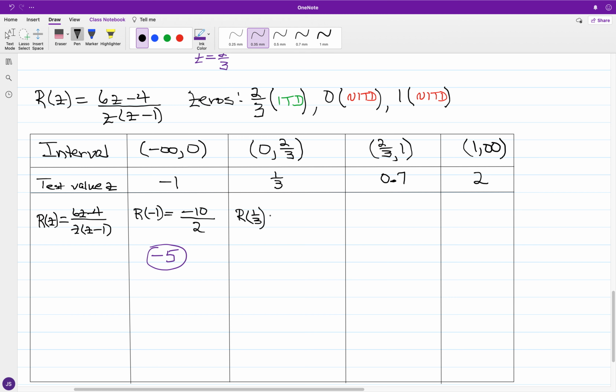Now for r of 1/3: 6 times 1/3 is 2, minus 4 is -2. And we have 1/3, and 1/3 minus 1 is -2/3. 1/3 times -2/3 is going to be -2/9. If you notice, you have a negative over negative ratio, so that's going to be positive. Just for the follow-through, I got -2 at the top, and dividing by a fraction is the same as multiplying by the fraction's reciprocal. So this will come out to +9.